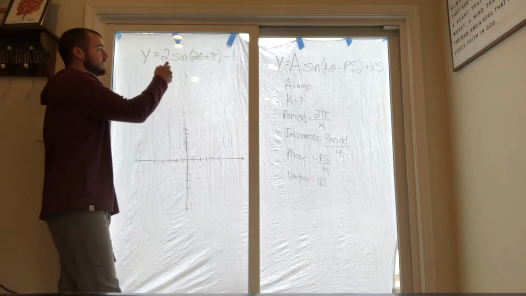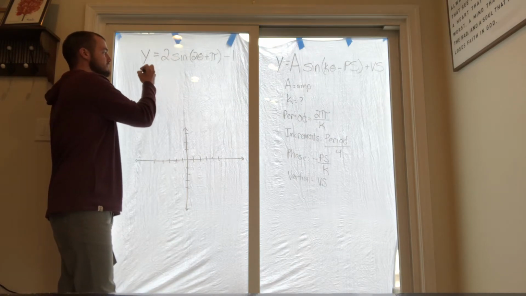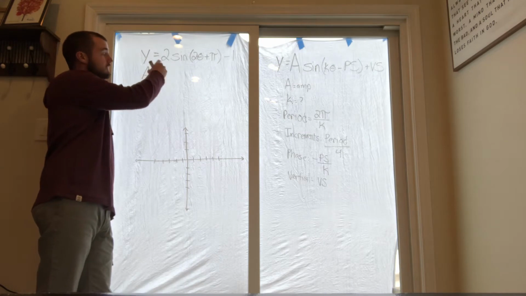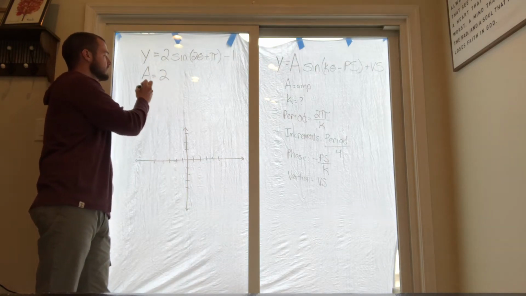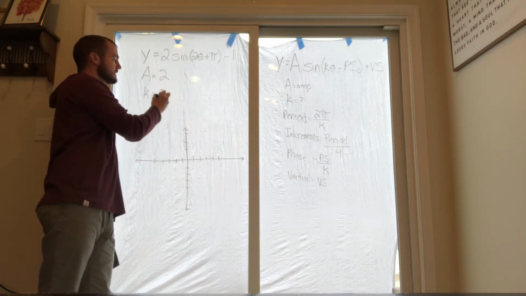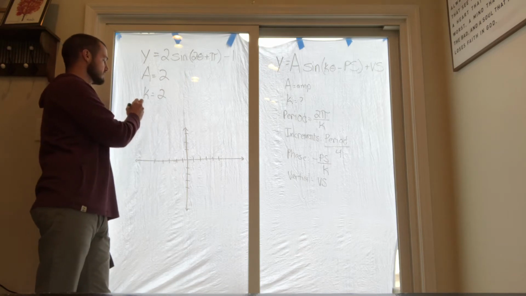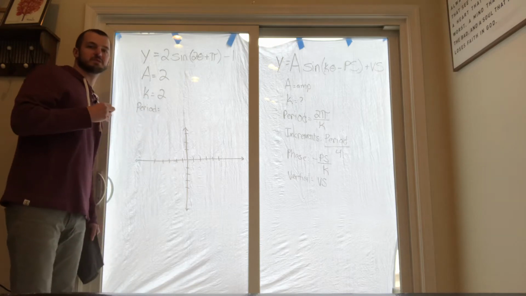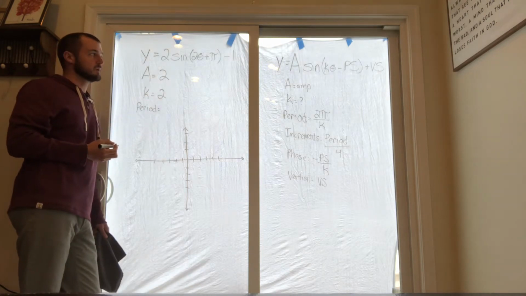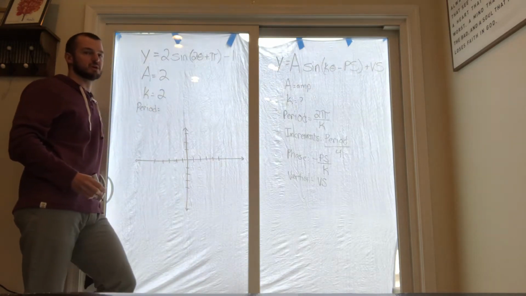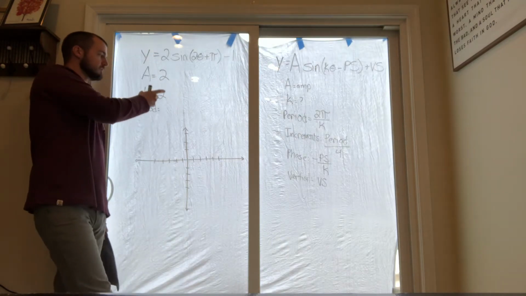All right, so with everything, and for the most part you guys have been pretty decent at this, we're going to go through it. Your amplitude is 2. Your K value, remember it's that number being multiplied by theta, is 2. Okay, so period. Again, I wanted to go through these because I think the biggest issue has started to become when you have to graph when the K value is not 1. You guys were pretty good at the other one. So our K value is 2.